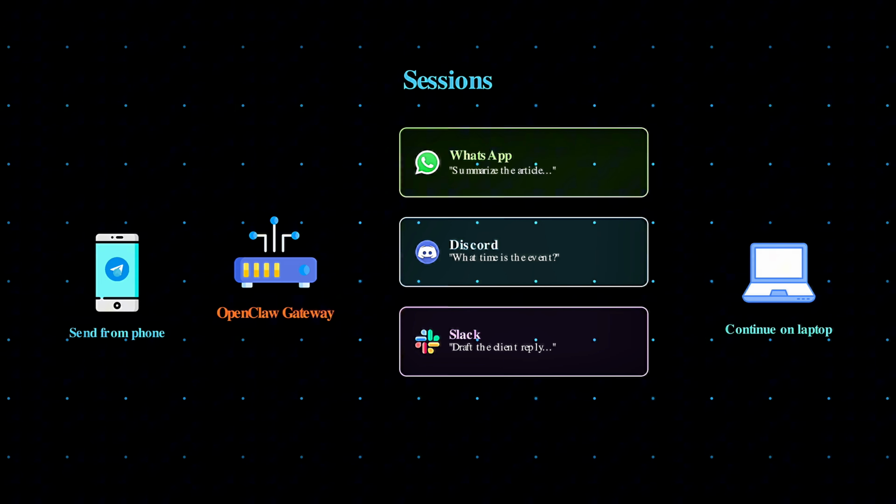Ask your assistant something through Telegram from your phone. Later, switch to WhatsApp on your laptop, and the assistant already knows who you are and what you've talked about before. Same context, no sync needed, because the gateway is the single source of truth, right on your machine.